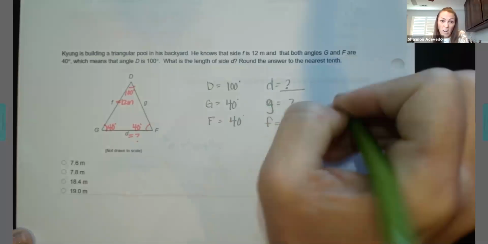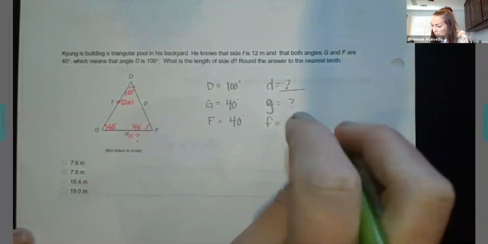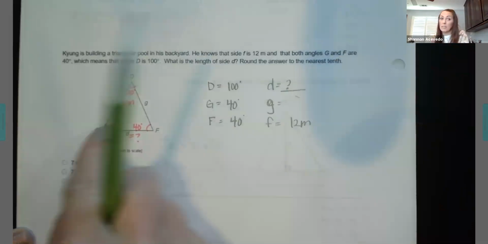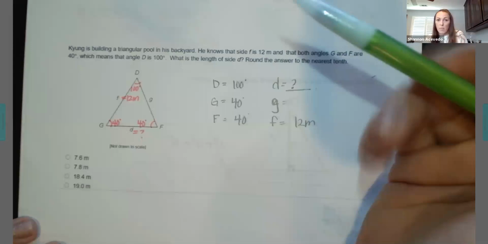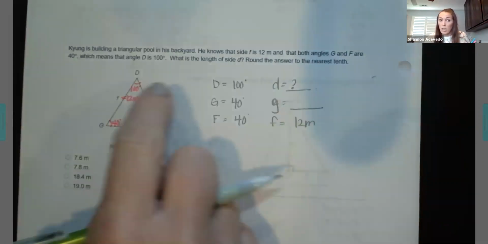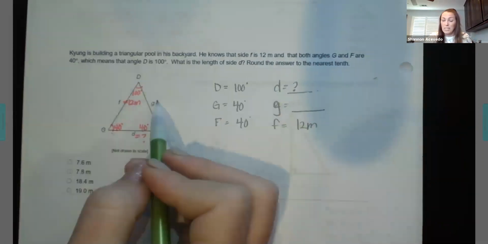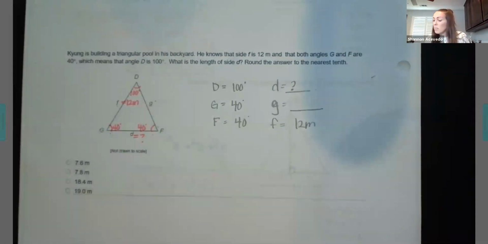I can easily figure out what that side G is, but we won't go into that right now. Congruent angles, congruent sides, it has to be. But they're not asking for that one. But again, just isosceles triangle, if these two angles are congruent, then the corresponding sides have to be congruent. So let's go ahead though.